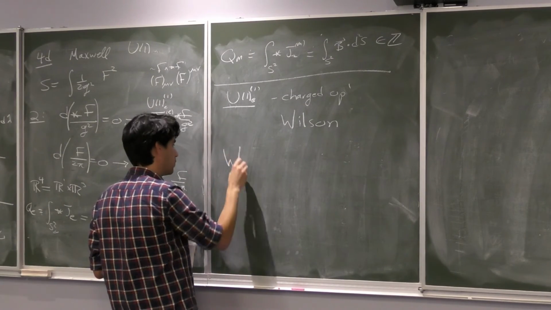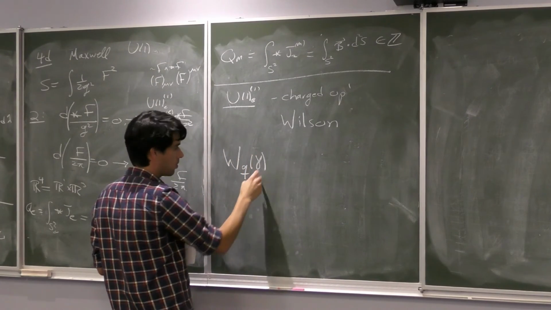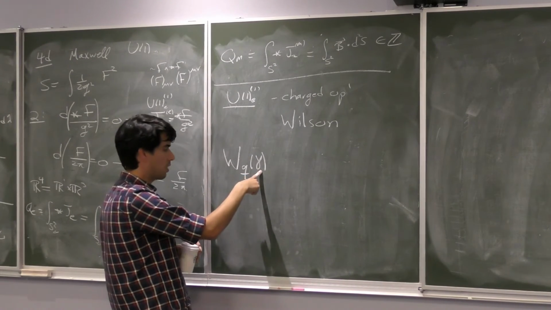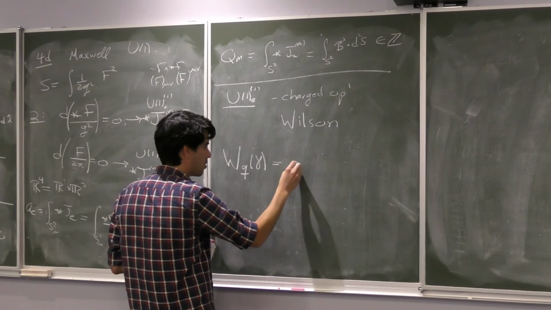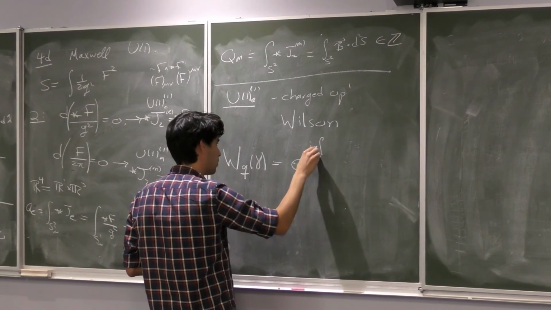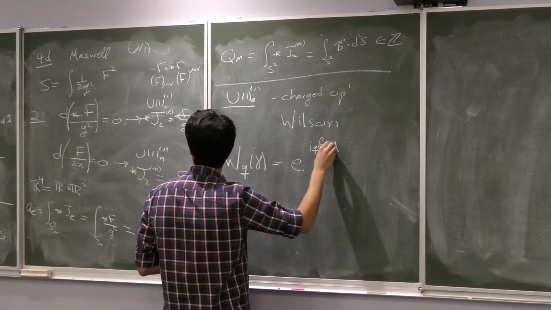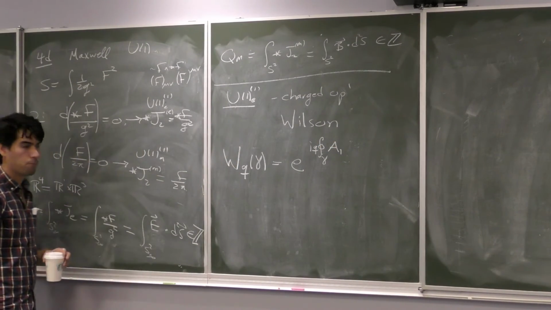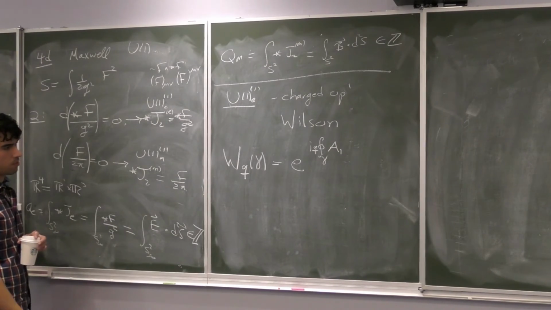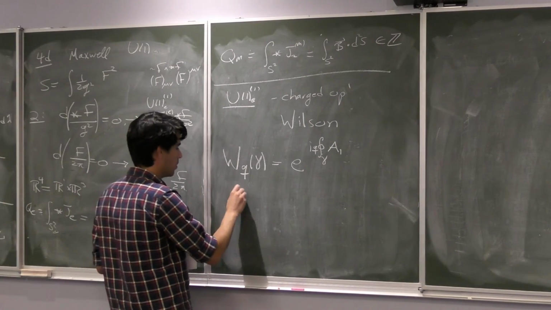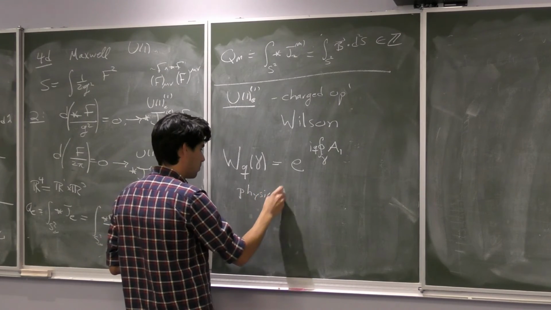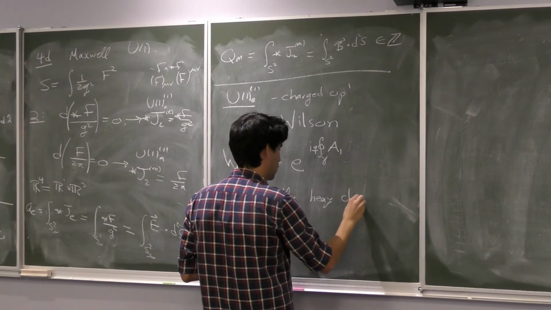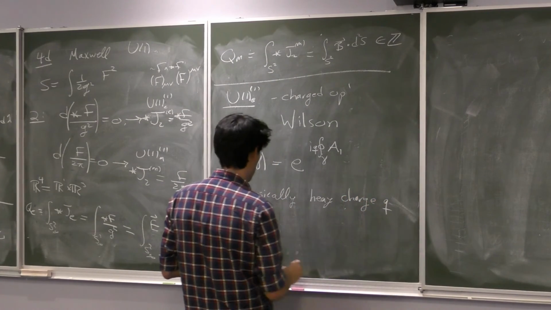So the Wilson line of charge Q, since it's a one-dimensional operator, we wrap on some curve gamma. This is just defined by integrating the gauge field, A1, over the curve gamma, exponentiating out. We should think of this physically as a heavy charge Q probe particle.